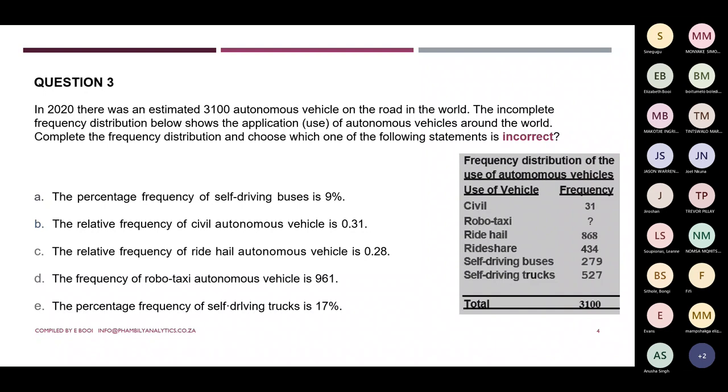So let's first complete the frequency distribution. Where there is a question mark is for robot taxi. What is the amount? How do we get there? Actually, just tell me, how will you get the question mark, the frequency? You minus everything from the total 3,100. Then minus everything from the 3,100 and tell me what is left. 961.